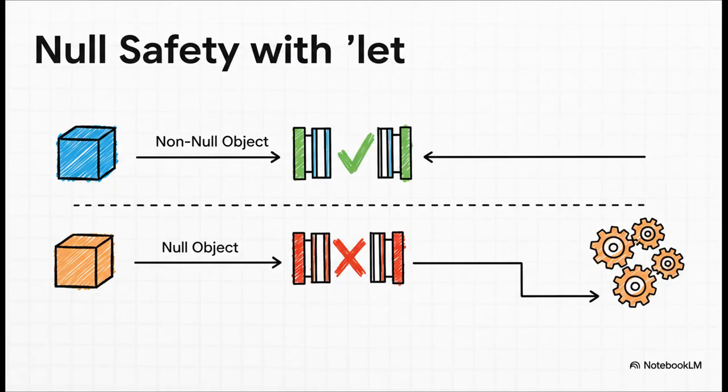So you might be asking, why bother with these? Well, yeah, they make your code cleaner, but the absolute killer feature, the real game changer, is null safety. By using that little question mark with let, you can write a block of code that only runs if an object is not null. It's a super elegant way to completely avoid those dreaded null pointer crashes.